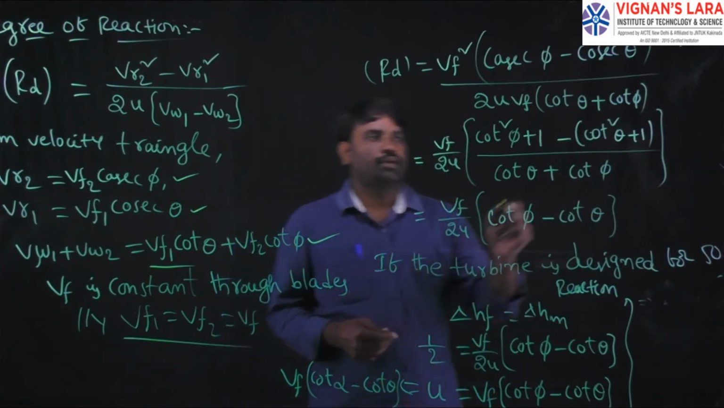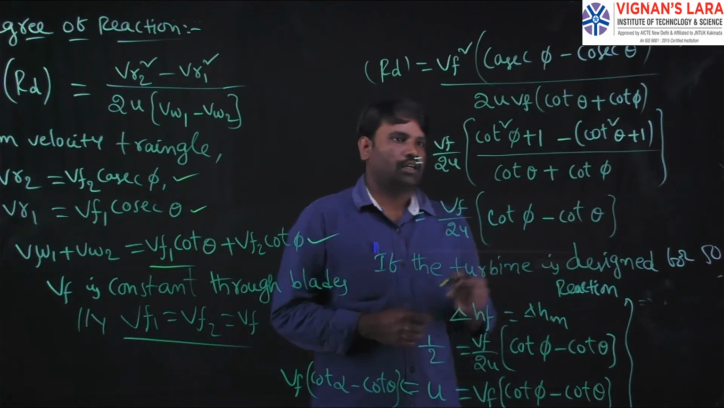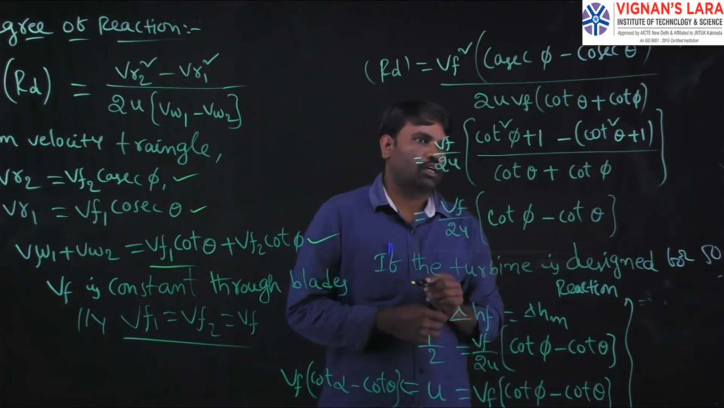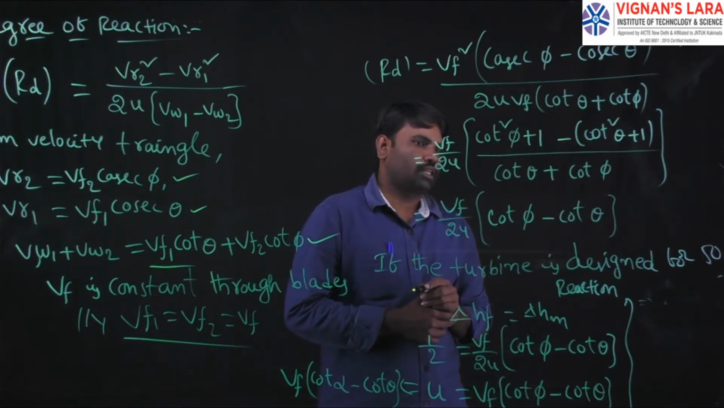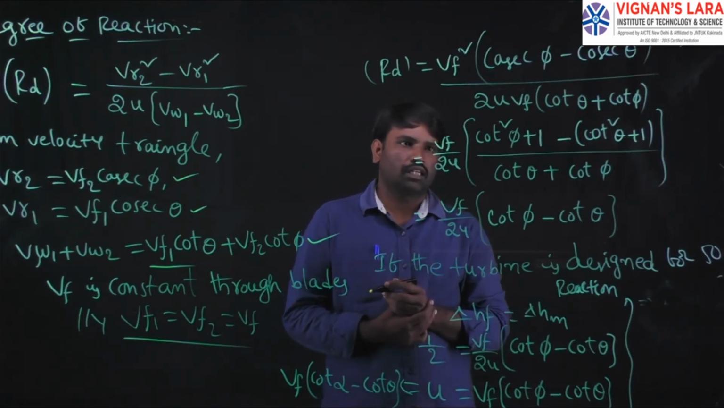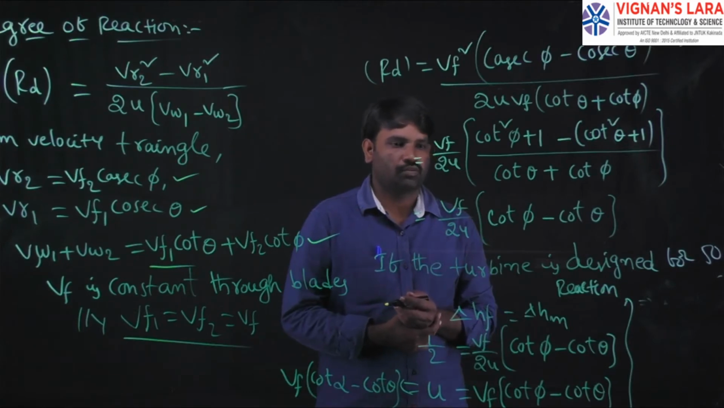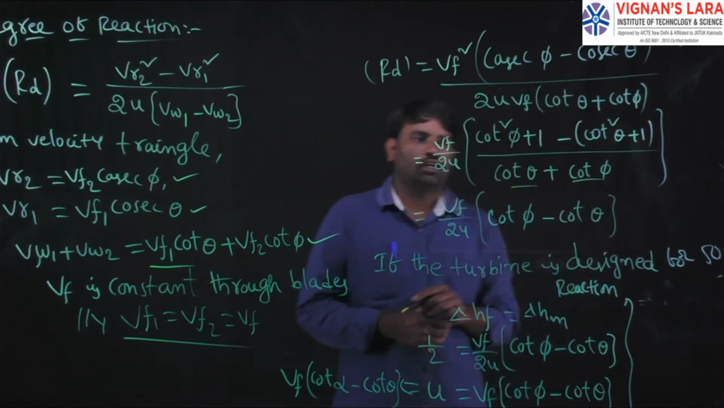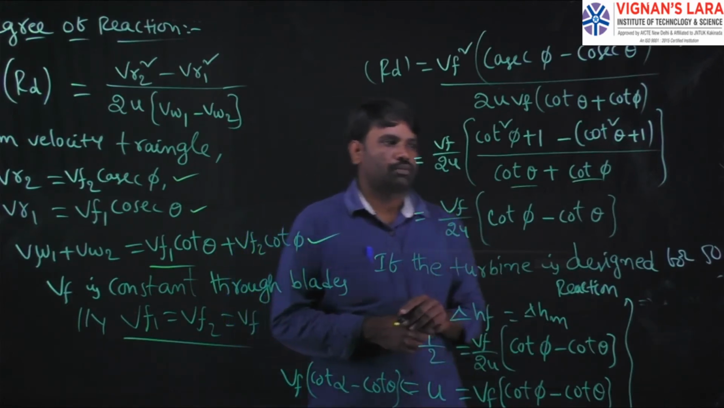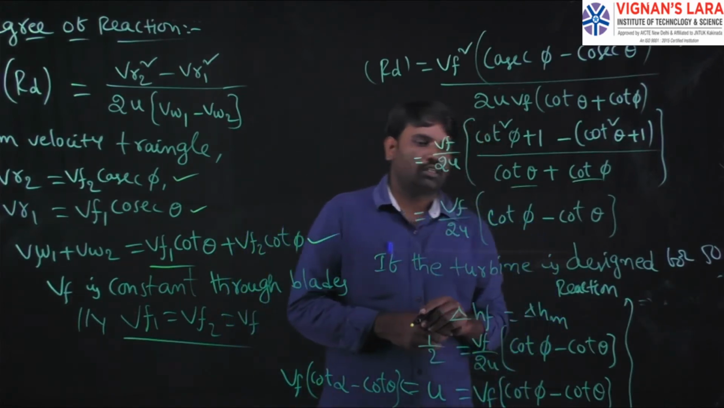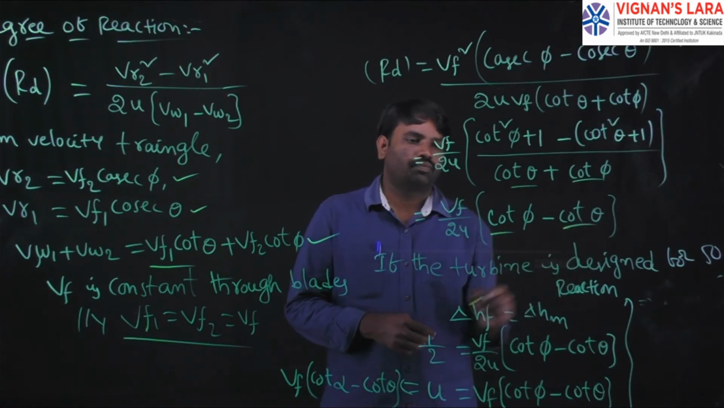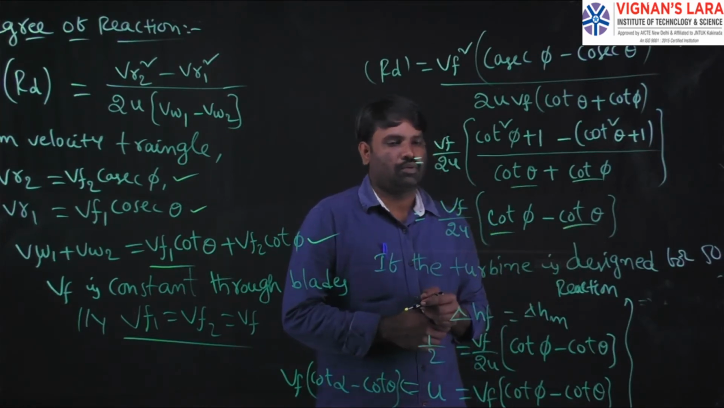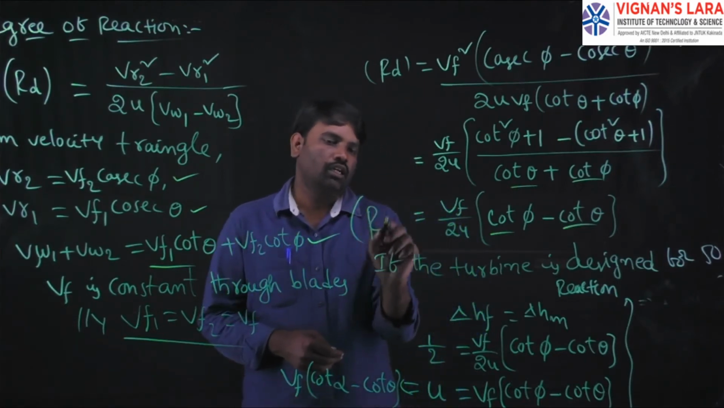If you apply the minus to the inside brackets, then the minus 1 and plus 1 cancel, and cot square phi minus cot square theta means a square minus b square, that is a plus b into a minus b. The numerator and denominator have the same term, cot theta plus cot phi, so you can cancel it out. The remaining term is cot phi minus cot theta. Vf by 2u into (cot phi minus cot theta) is equal to the degree of reaction of the reaction turbine.